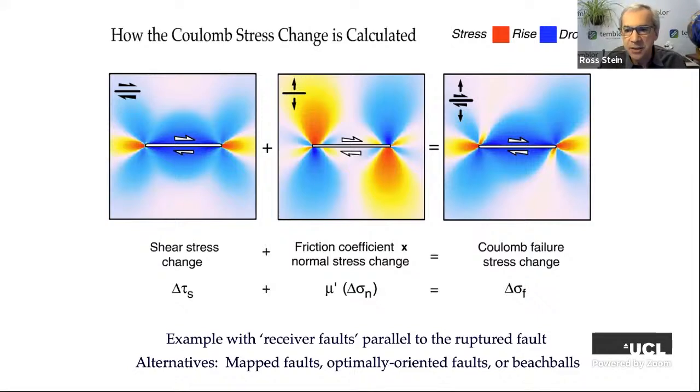We could resolve stress on what we call optimally oriented faults. Those are the faults on which the Coulomb stress is highest at any point. That's often used. And then there's a third possibility, which is we resolve stress on focal mechanisms themselves, beach balls. There we have the yin-yang problem that we don't know which of the two nodal planes is in fact the fault plane. But the benefit of focal mechanisms is we really do know that there's a fault there with that orientation. Okay, so now let's try this out on that Landers earthquake that I was referring to before.